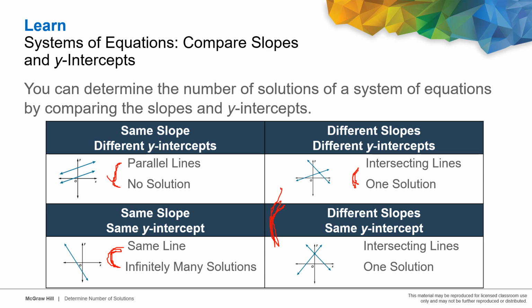In the same vein, if you have different slopes but the same y-intercept, well, they still have one solution, and that one solution is where they cross, but where they cross would be your y-intercept. So your one solution would just be the y-intercept. I don't think we have an example of that, but I'll get to that later, don't worry about it. Let's keep going.